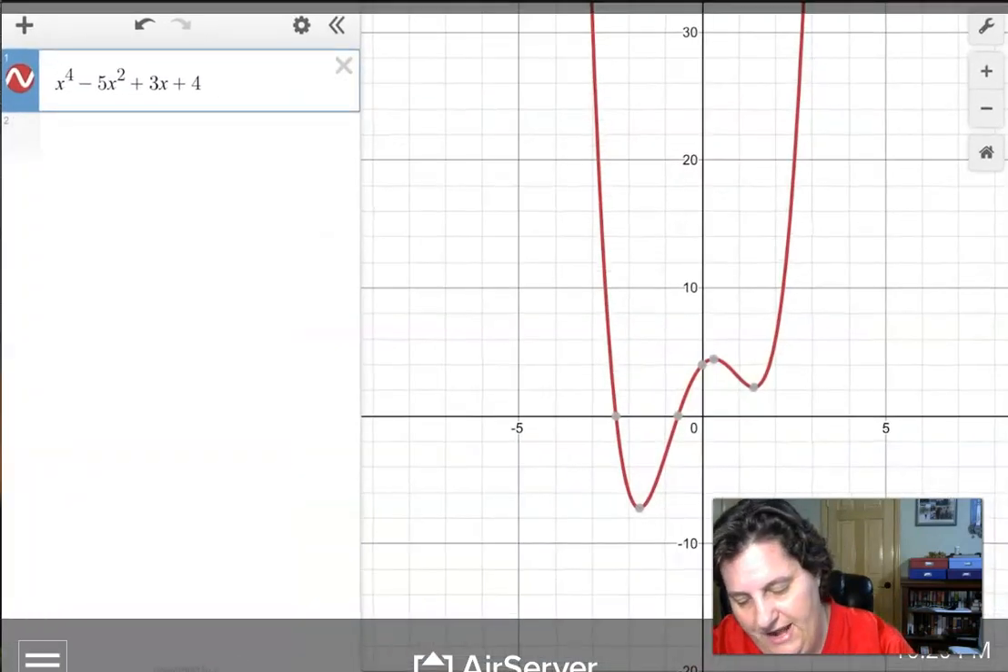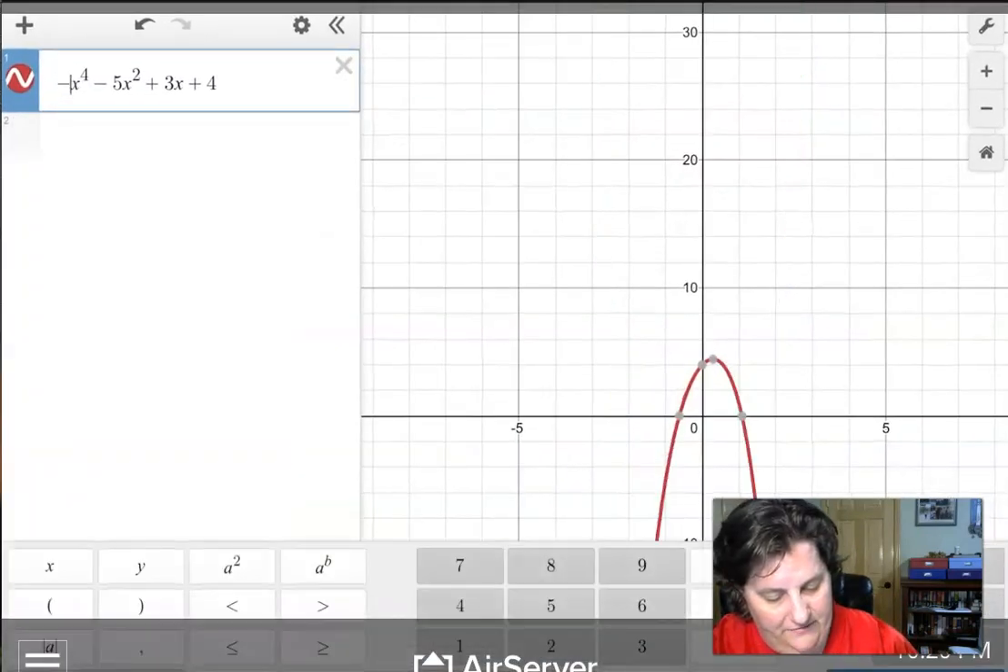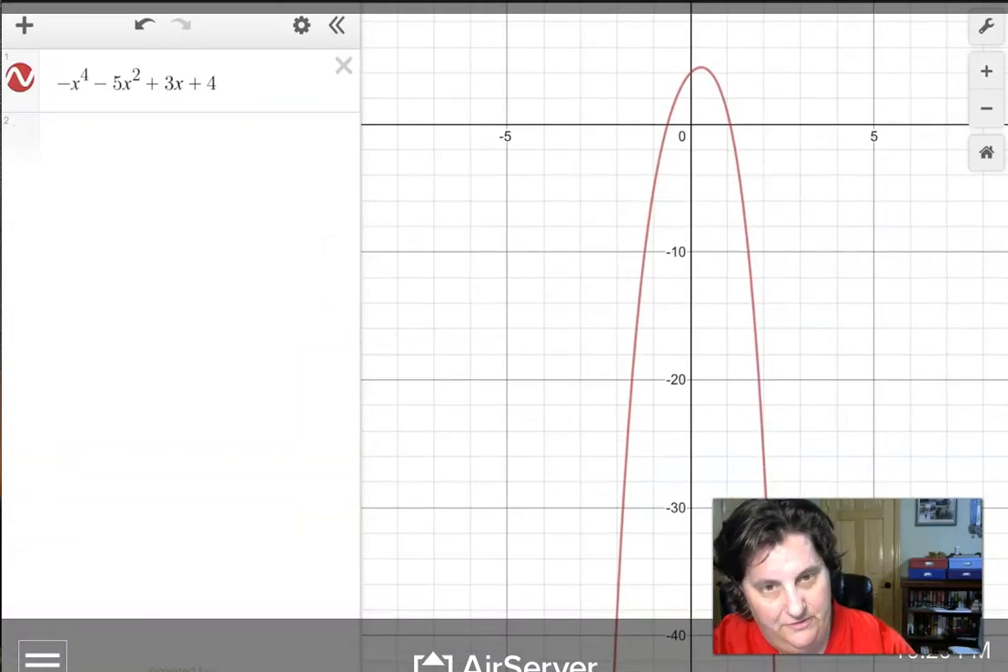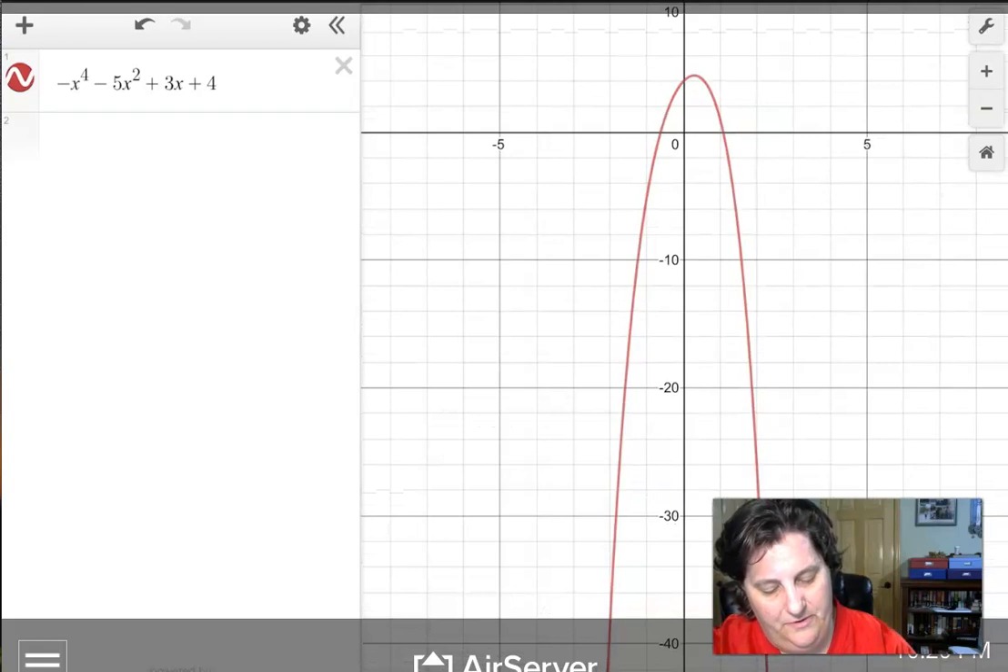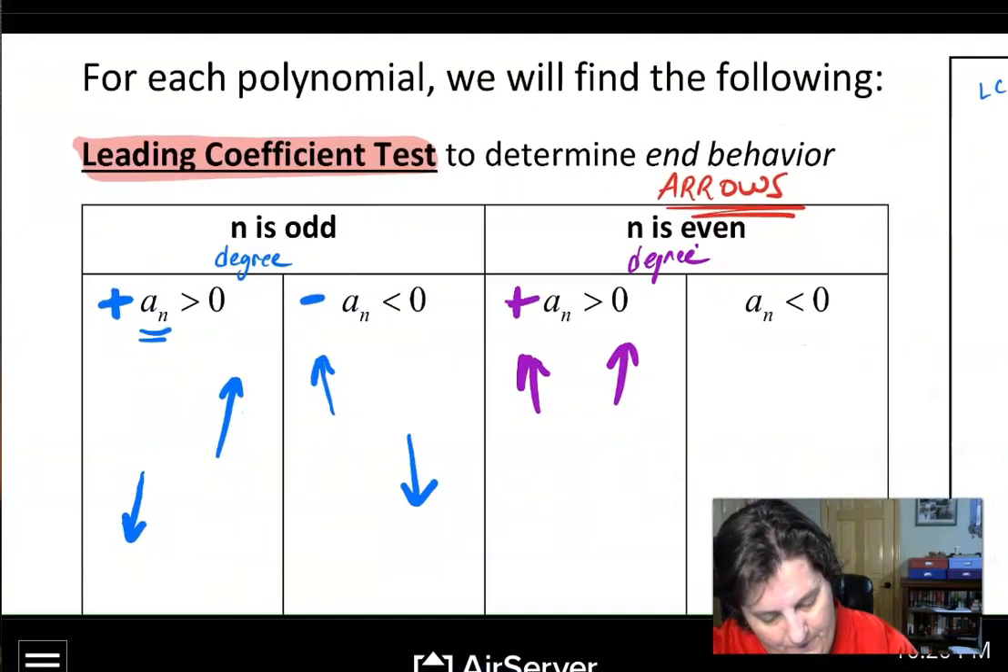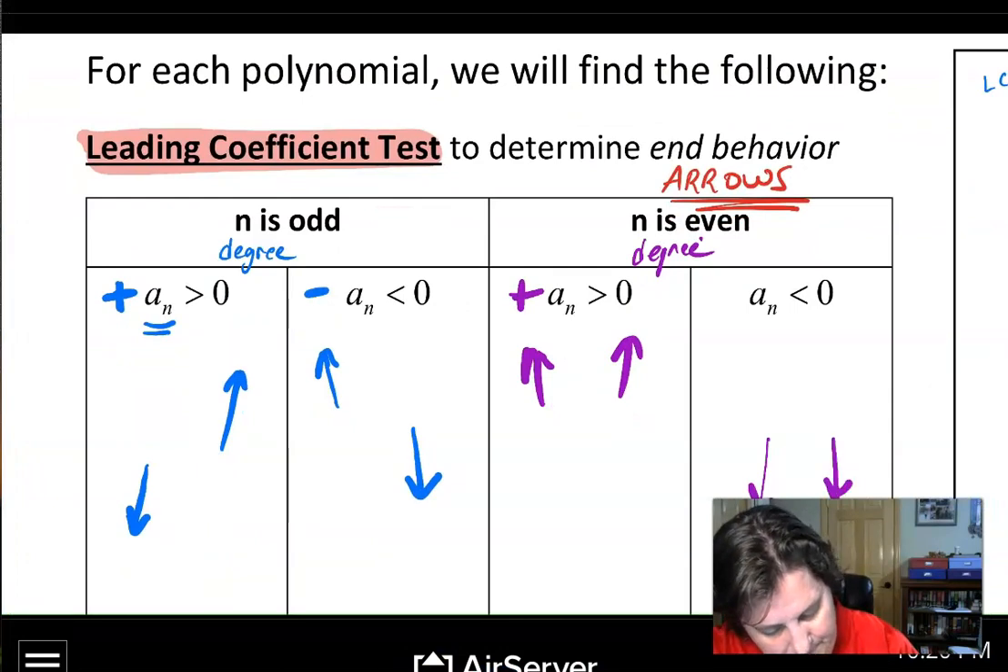What happens if there's a negative in front of it? Let me go ahead and put a negative in front. What happens? We'll look at my arrows. This kind of looks like a parabola. It's not because it's an x to the fourth, but my arrows go down, down. All right. Okay, so they're going to go down, down.